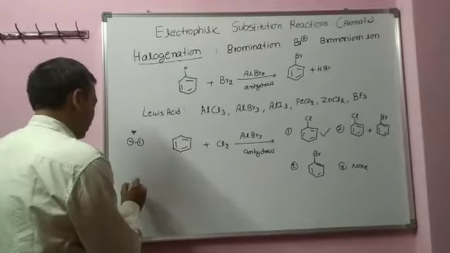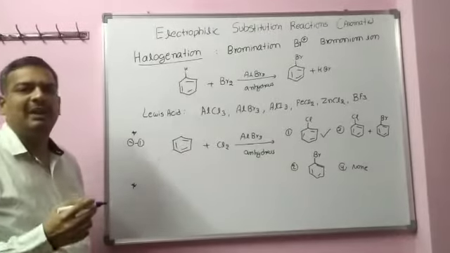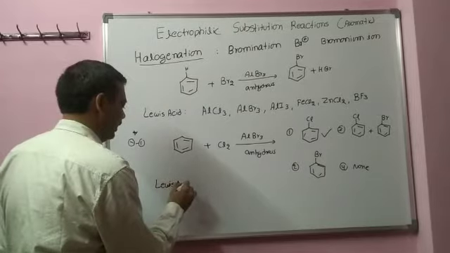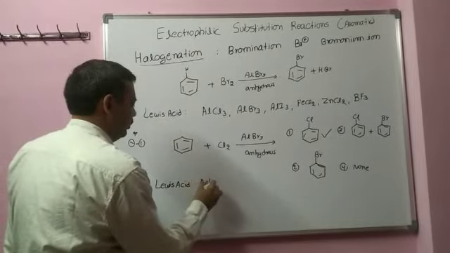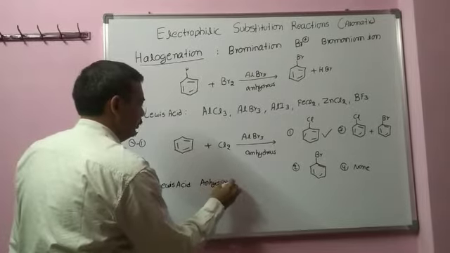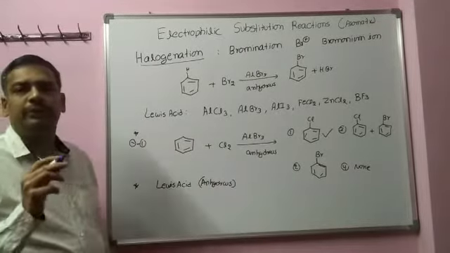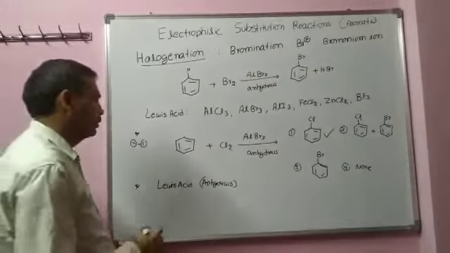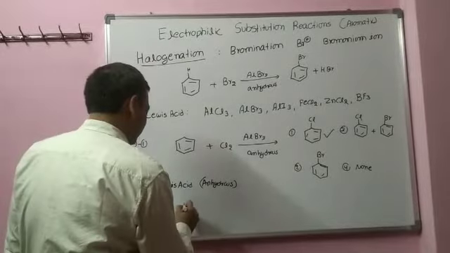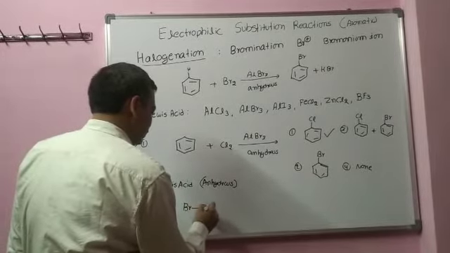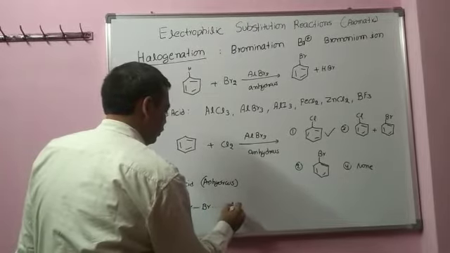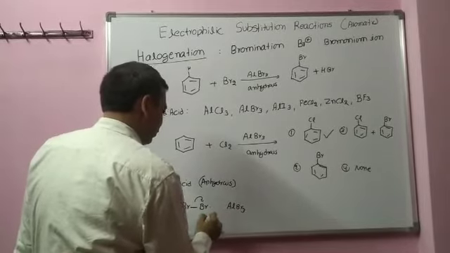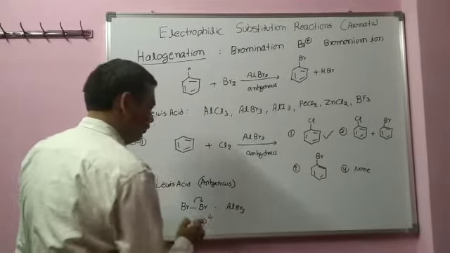One important point: why AlCl3 or AlBr3? Why should the Lewis acid be anhydrous? Lewis acid is electron deficient and it should be anhydrous in electrophilic substitution reaction. Suppose it's bromine. This bromine is polarized with aluminum bromide, and it will undergo polarization to give the bromonium electrophile.